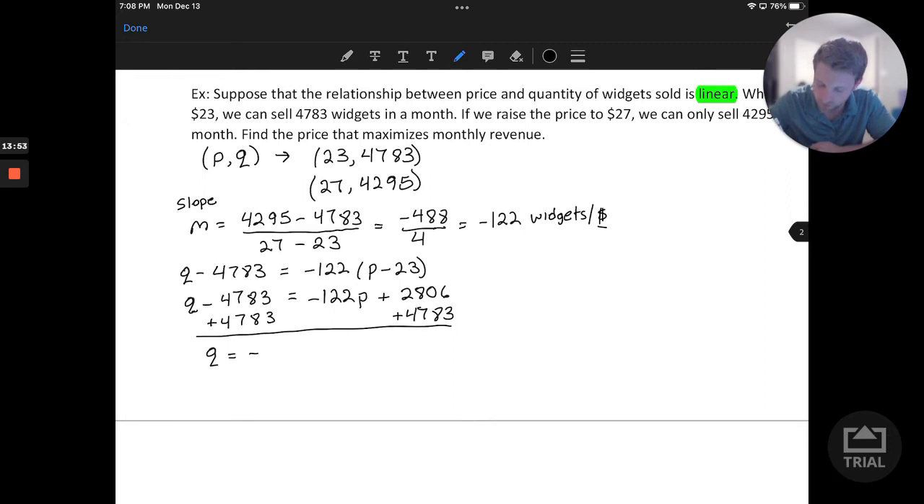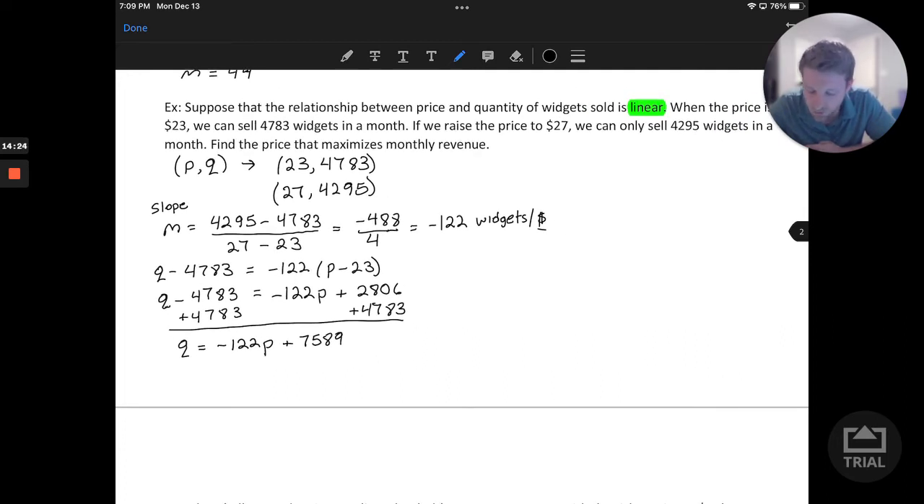Q is equal to negative 122p plus 7,589. Okay, so that would be our linear function that gives us our relationship. So a good amount of work here so far, but we're not quite done. So we'll have to keep plugging away here at our goal. Let's go ahead and refocus here. We have the relationship between price and quantity found.